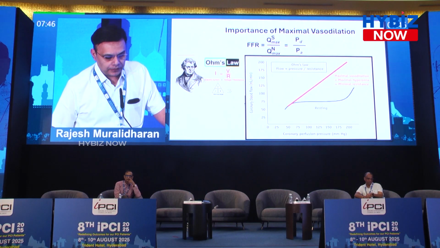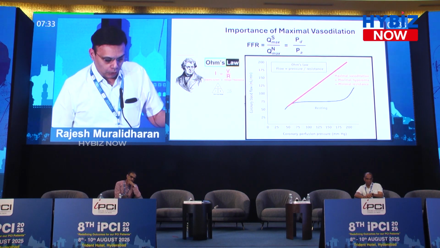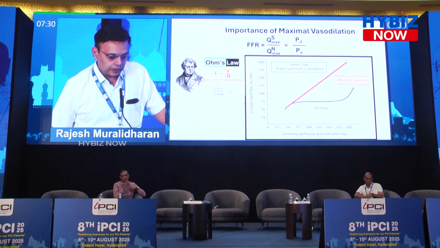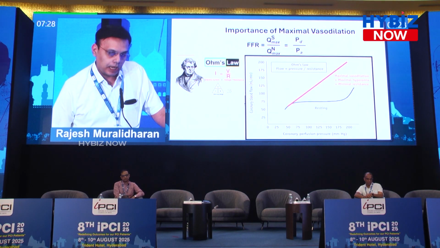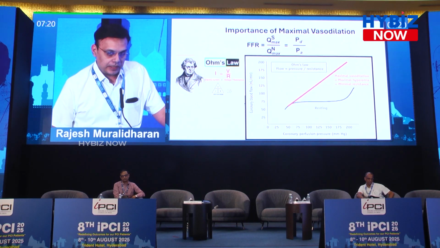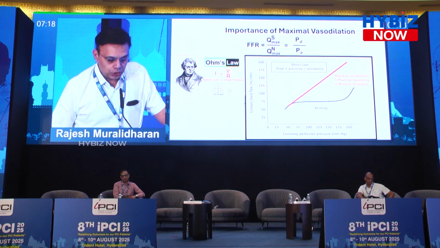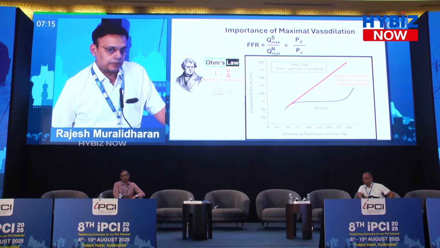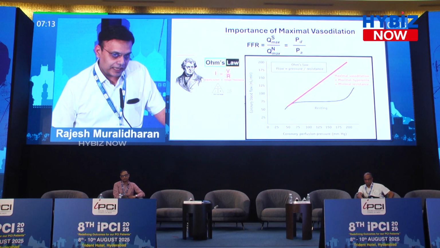How can flow be equated to pressures? The derivation of the FFR equation is from the analogy of Ohm's law. With regards to electricity, electric current is equal to voltage upon resistance. When it comes to fluids like blood, flow, which is equal to electric current, is equal to pressure, or otherwise voltage, upon resistance. So when resistances are minimal at maximal vasodilatation and hyperemia, flow can be equated to pressures. And FFR assumes that there is a linear relationship between flow and pressure. So that's how flow is equated to pressure with regards to FFR.